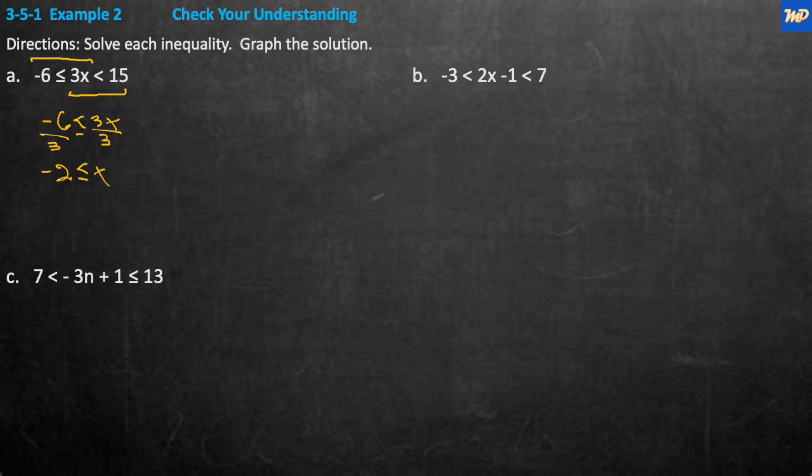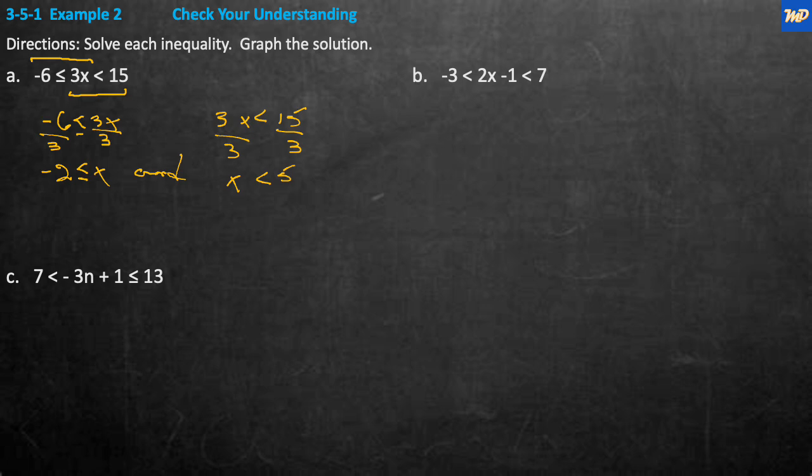And on the other side, and I'm going to say and, we have 3x is less than 15. So we're going to divide both sides by 3, just like we did before. We divide this side by 3 and this side by 3, and we end up with x is less than 5.